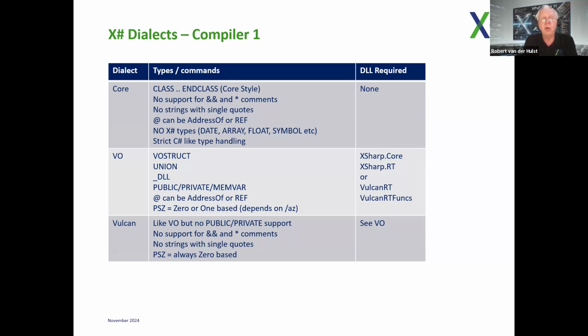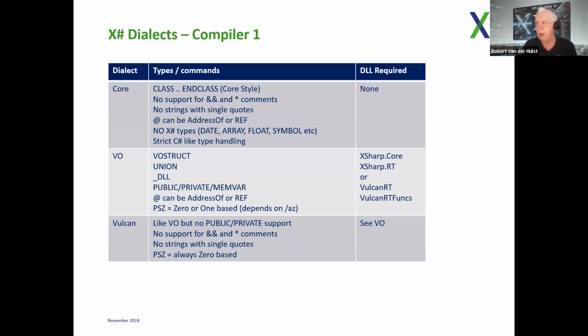And in the core dialect, we allow the @ sign to be both address of and ref. Not all dialects support it, but the core does it. And I think the biggest one is that there are no X# types. And also we handle types just like C# does it.